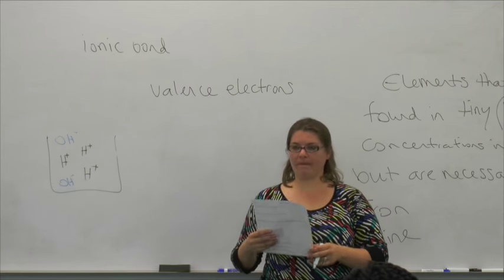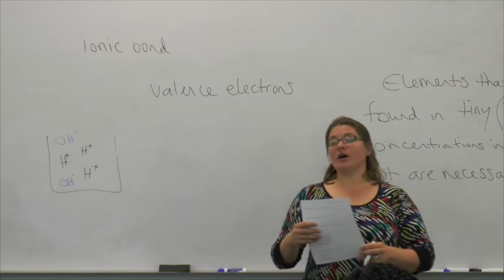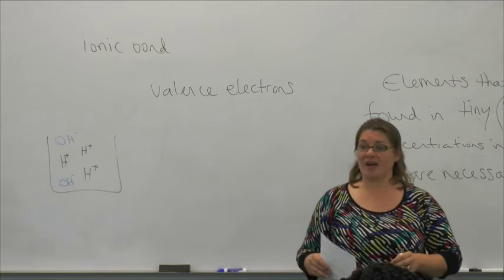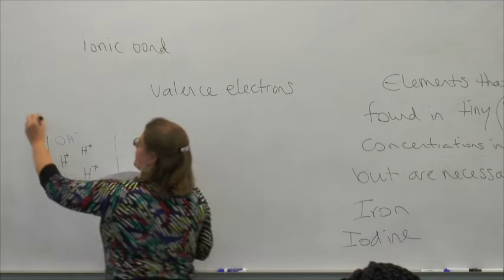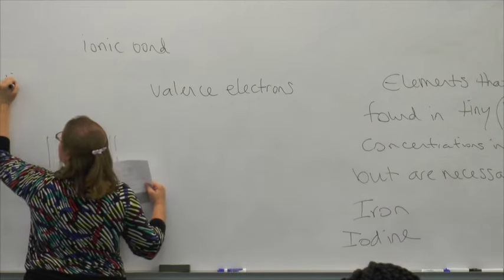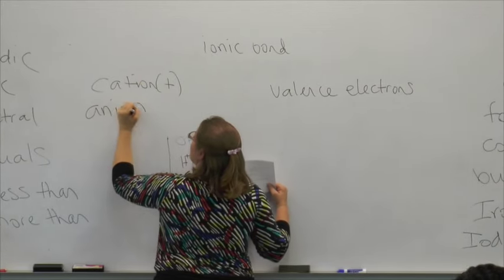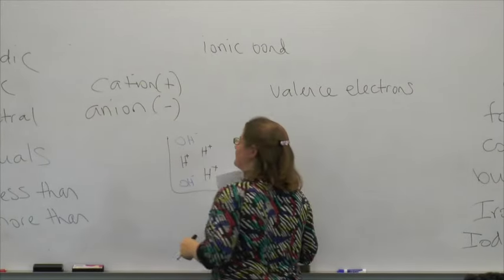Which one becomes the anion? Is it the chloride? The one that becomes negative is the anion, and the one that becomes positive is the cation. Okay, I can put that on the board. So cation, positive, anion, negative.